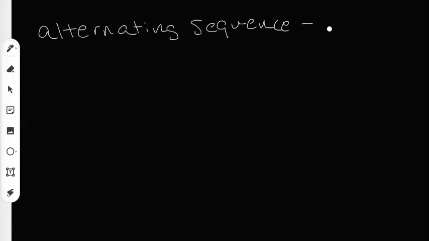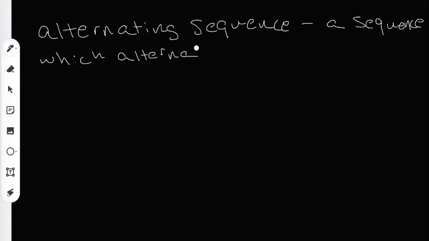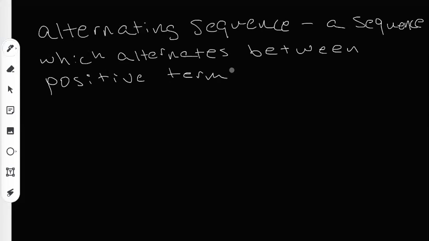An alternating sequence is going to be a sequence which alternates between positive terms and negative terms.